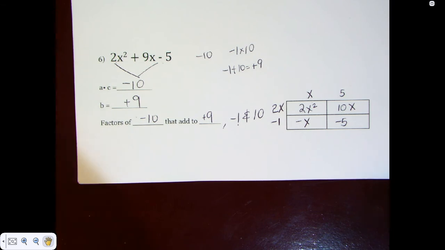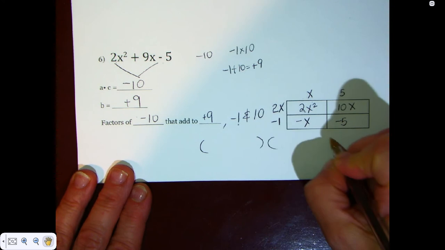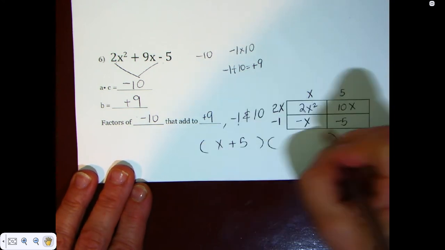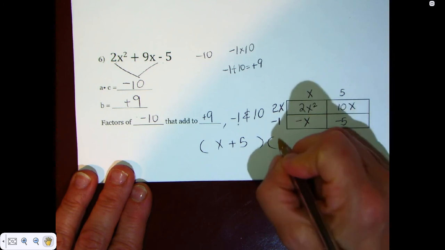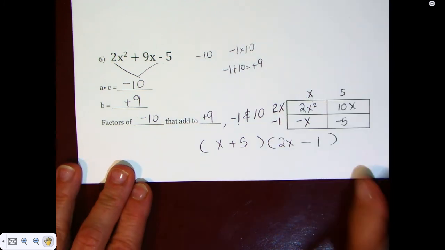So we are now factored. All we have to do is put it in factored form. I do my parentheses. I go x plus 5. Then I go 2x minus 1. And it is done.